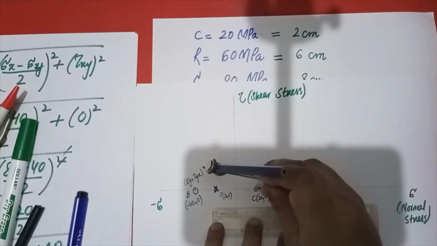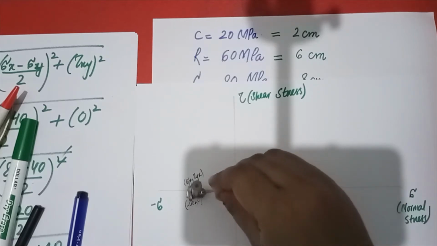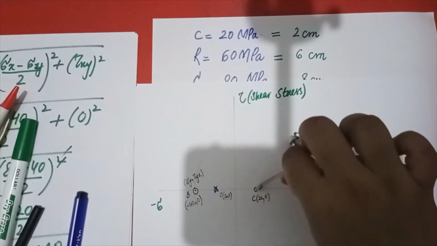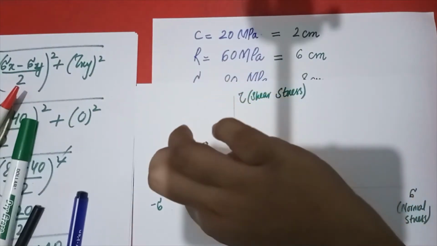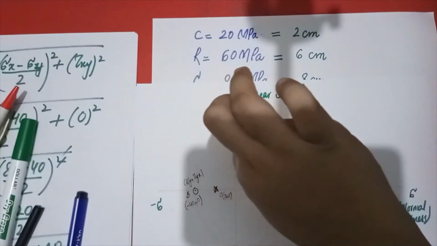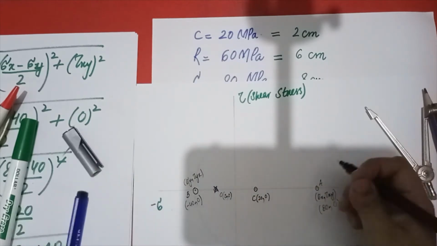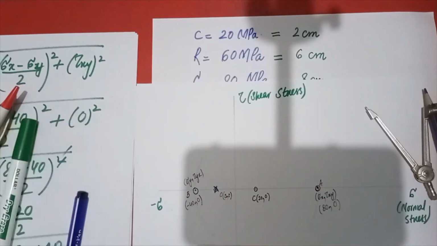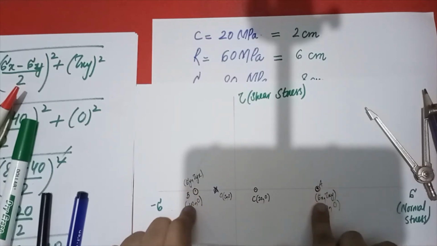So I have to take this point and keep it so that C to B and C to A are the same distance, which is the radius. So I have to draw this circle, and you can see this is exactly passing through the points. These 2 points are exactly lying on the circle, and this is sigma x comma tau xy, this is sigma y comma tau yx.